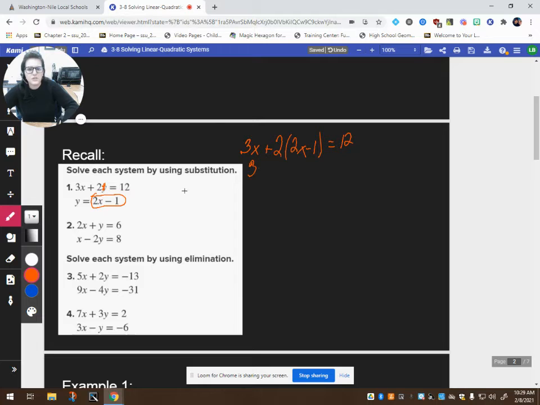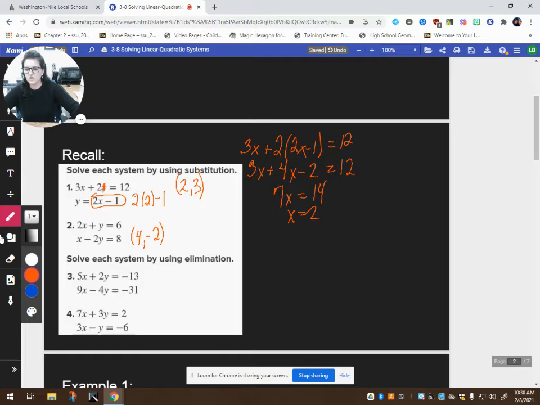So we're going to go ahead and distribute: 4x, take away 2. I'm going to add 2 to both sides, combine my like terms. So I end up with x equals 2. Now that I know that x equals 2, I can plug it back in here. 2 times 2 take away 1 is 3. So my ordered pair solution is (2, 3). And you could go ahead and try this on your own. The solution for this one is (4, -2).